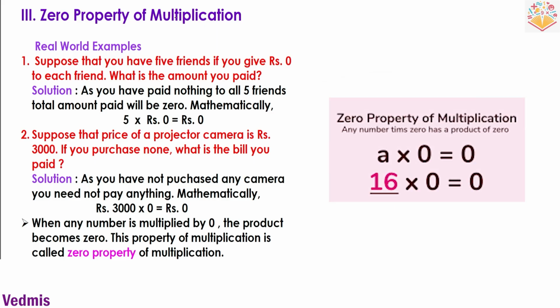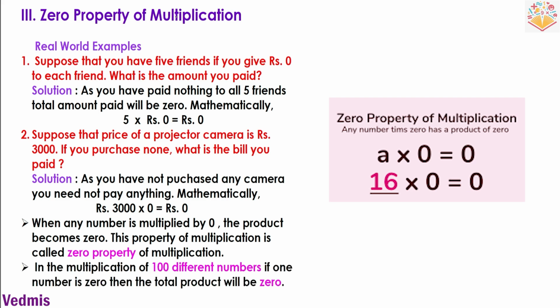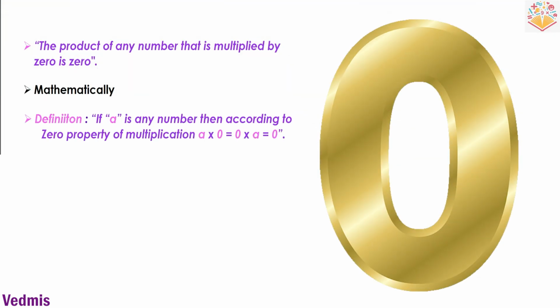You can see in the figure, A into 0 is equal to 0, 16 into 0 is equal to 0. Any number when multiplied by 0 will be 0. In the multiplication of 100 different numbers, if one of the numbers is 0, then the total product will vanish. It becomes 0. The product of any number that is multiplied by 0 is 0. Mathematically, we can define it as: if A is any number, then according to zero property of multiplication, A into 0 is equal to 0 into A is equal to 0. This is called zero property of multiplication.